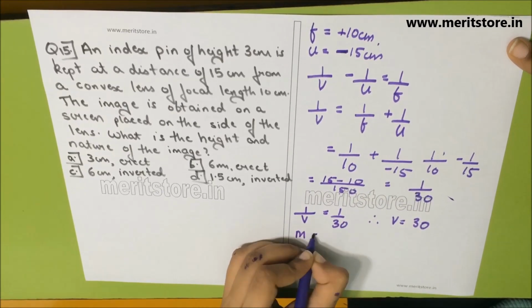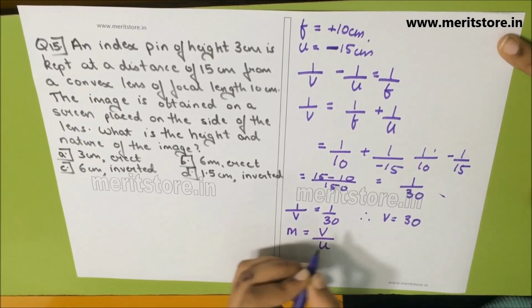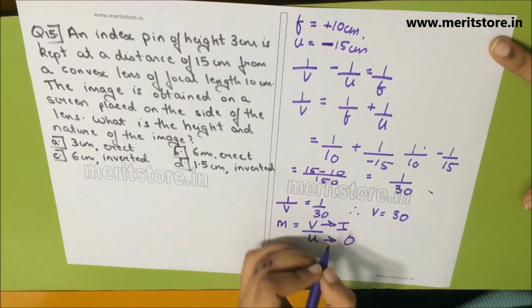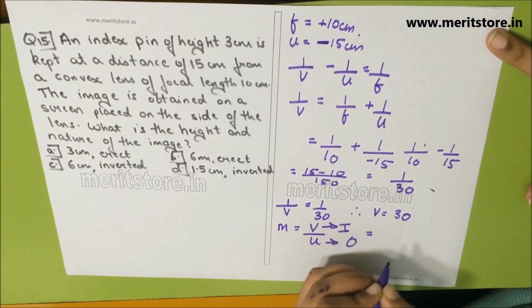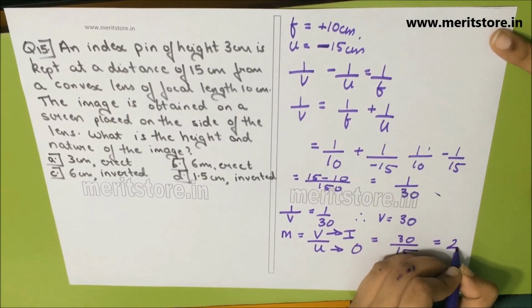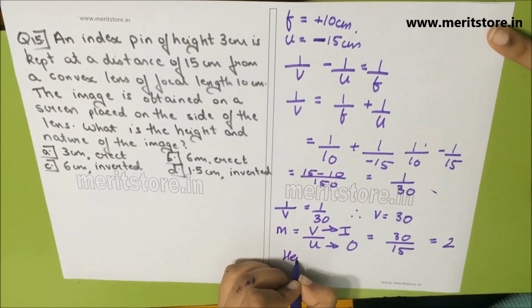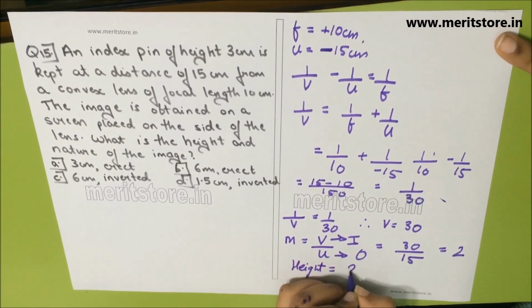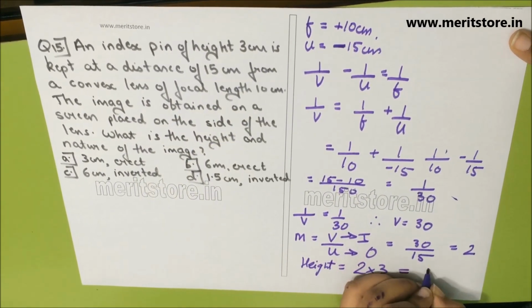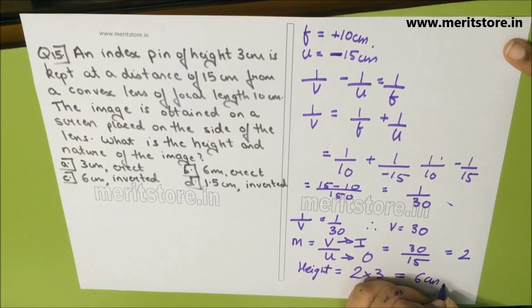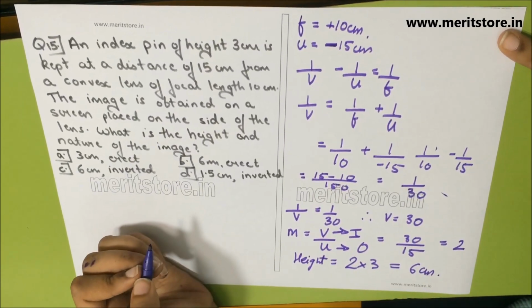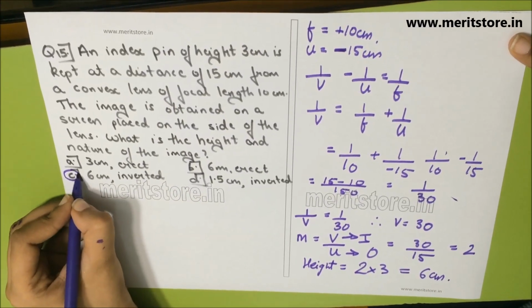Okay, now magnification is equals to V by U, where V is for the image and U is for the object. So, I by O, which is equals to 30 by 15, which is equals to 2. The height of the image will be 2 times 3, because it is already 3 centimeters, that is 6 centimeters. As it is a real image, it will be inverted. So it is 6 centimeters inverted, option C.